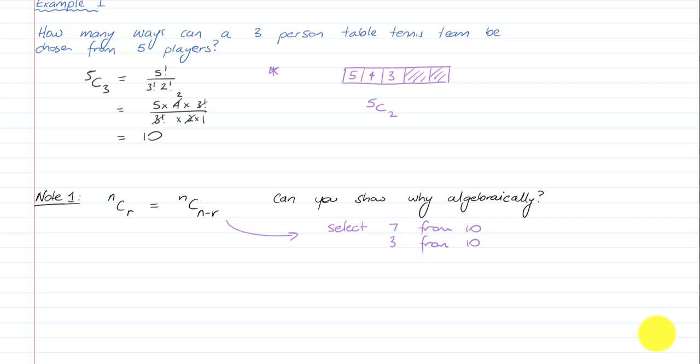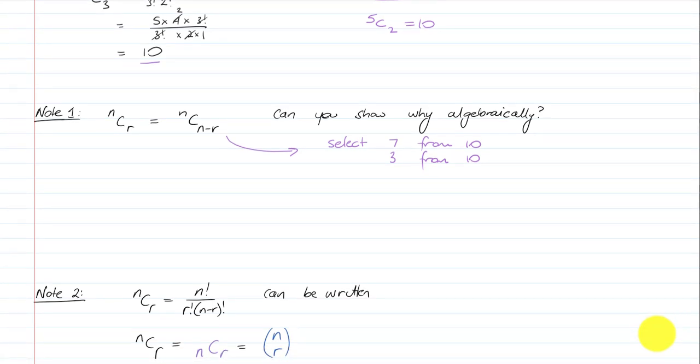So these have to be the same. We get that direct reciprocal or complementary arrangement where this must be 10 and this is 10, because there's the same number of ways of picking the 3 people to go as there are picking the 2 people not to go. And 3 plus 2 is 5. So that's where that comes from.